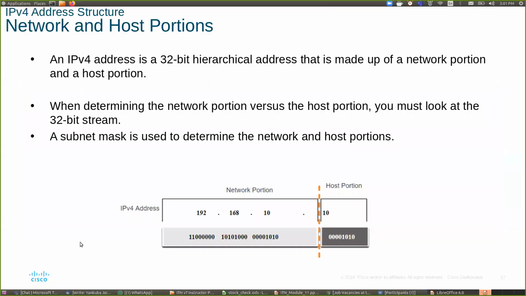IPv4 address structure. Guys, this is an example of an IPv4 address, 192.168.10.10. Please, if there is anything you don't understand, stop me, let's go over it. These are very important. An IPv4 address is divided into two portions. You have the network portion and the host portion, okay? So the IPv4 address is divided into two portions, a network portion and a host portion.